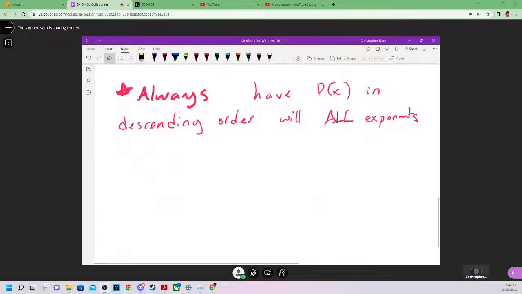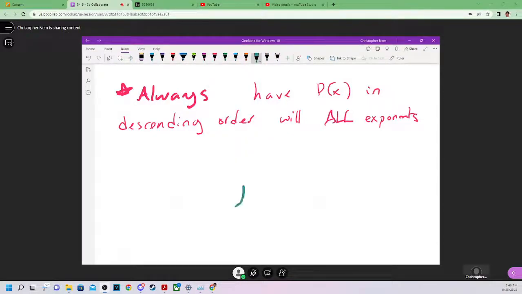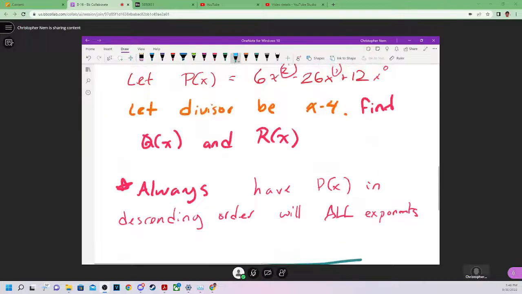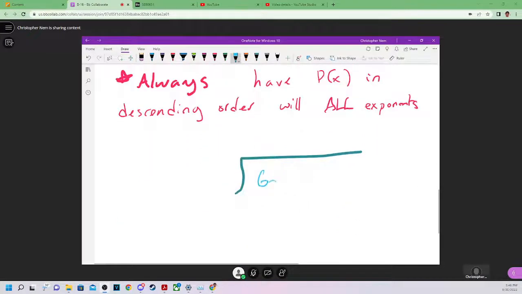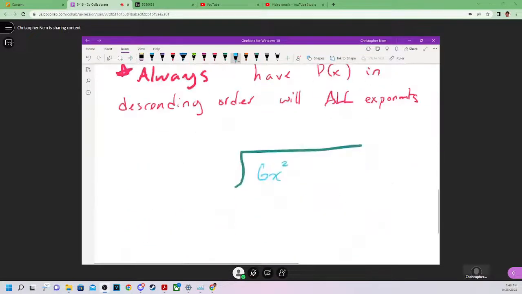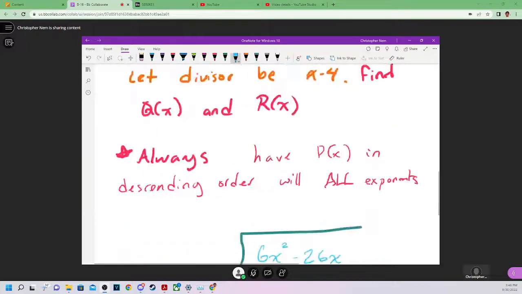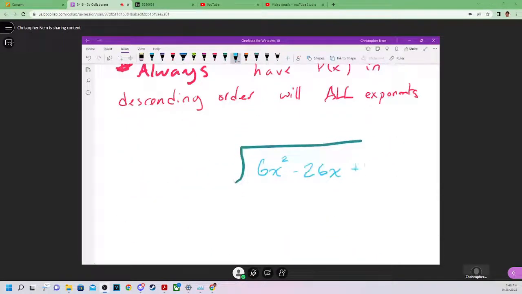When you're dividing this out, our dividend goes inside our actual division symbol. Boom, looks like this. Our dividend will go inside. Our dividend is 6x squared, it is in descending order, so we're in the clear, minus 26x, and then plus 12. Boom. And I'm dividing that by x minus 4.